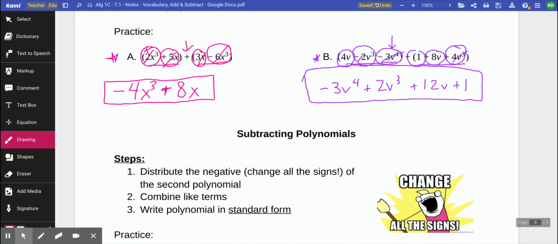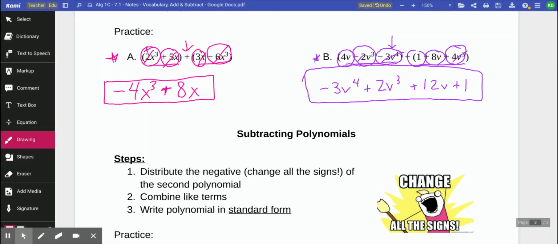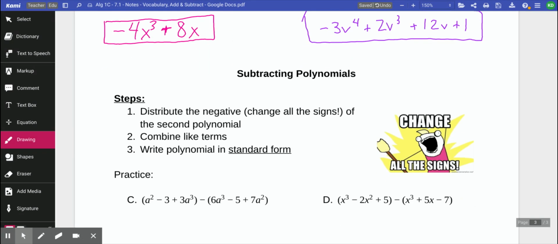Okay, now let's talk about subtracting. Subtracting is a little bit trickier, but it's okay, we'll be fine. So it's got a little extra step here. The first thing we're going to do is distribute the negative. Change all the signs of the second polynomial. Then we're going to combine like terms and write our polynomial in standard form.